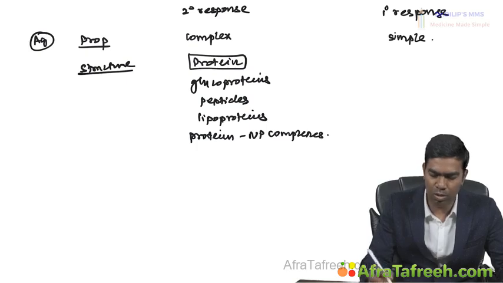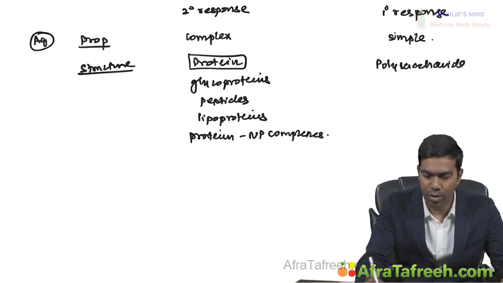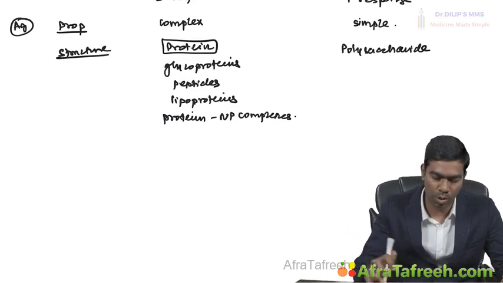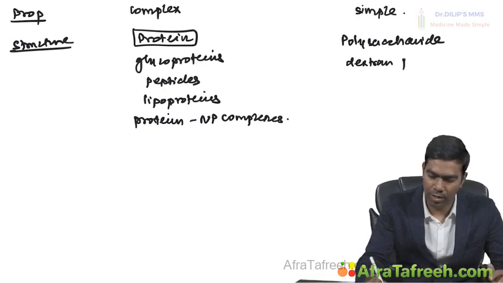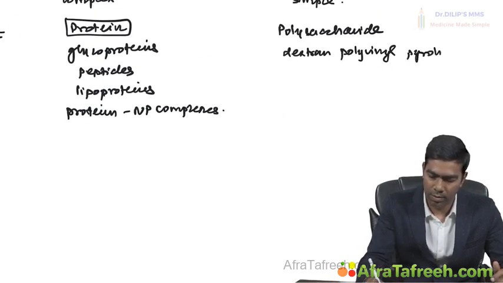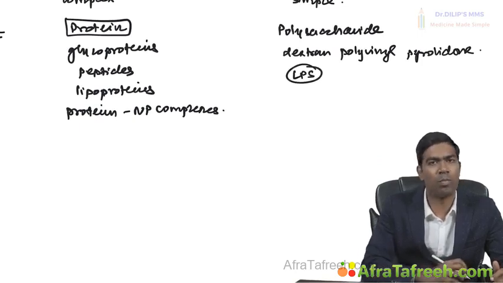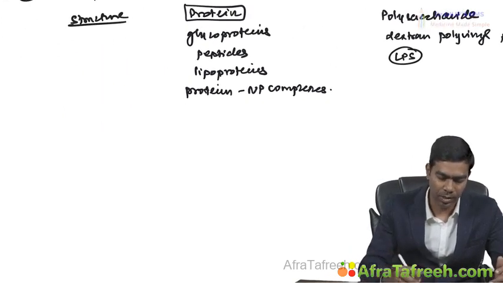But here if you see, most of them will be non-protein things like carbohydrates, like polysaccharides. Polysaccharide is very important for pneumococcus, do remember. So pneumococcal polysaccharides, so polysaccharides. Then dextran, polyvinyl pyrrolidone. This is also a very important component of many bacteria. Then LPS, gram-negative bacteria, lipopolysaccharide, all these things. These are more of the non-protein antigens. That's what I'm trying to tell.